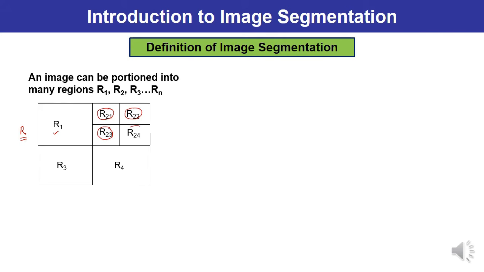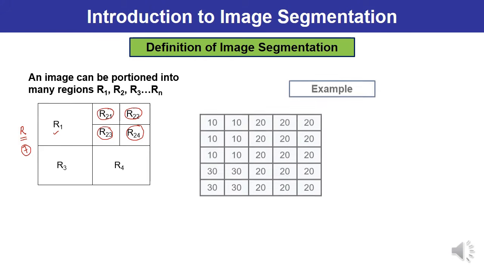And the other regions are what? R3 and R4. So this is how you can see here the original image, which is denoted as R, being divided into 7 subregions. It means if you combine all individual 7 regions, it will give you the original image. Let us understand with the help of an example.